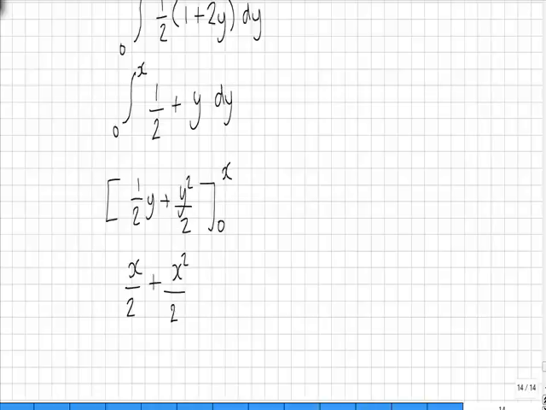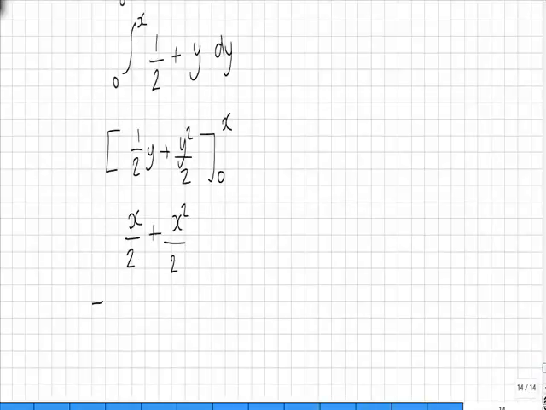Substituting 0 in will create 0 overall, so our cumulative distribution function is going to equal, we can take out a half and factorise, a half of (x plus x squared).